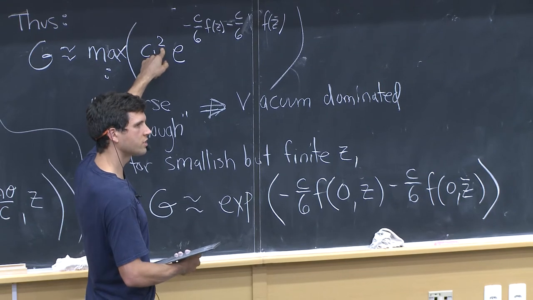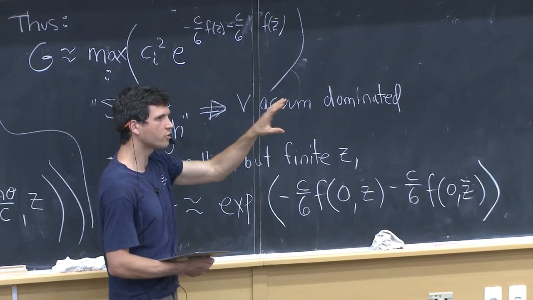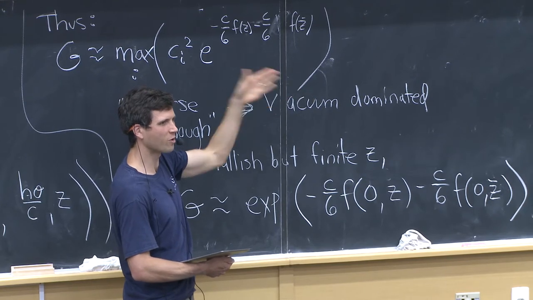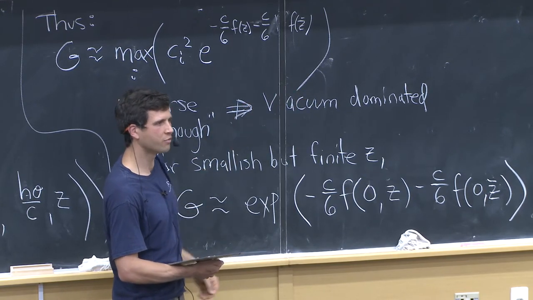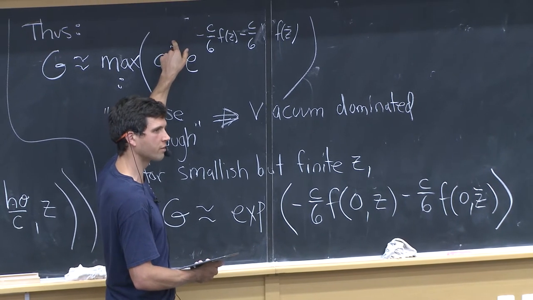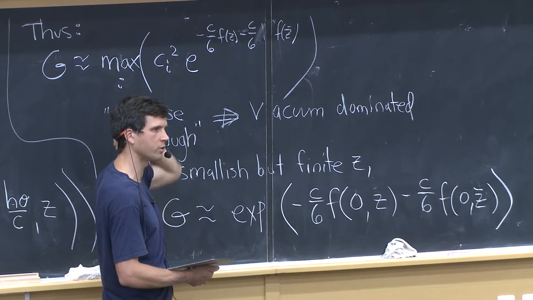That won't affect it. We either pick the saddle or we pick the end point. Right, this is more like picking the end point. And if you add an e to the minus C coefficient here, it won't affect the fact that we're dominated at the end point, which is the vacuum.